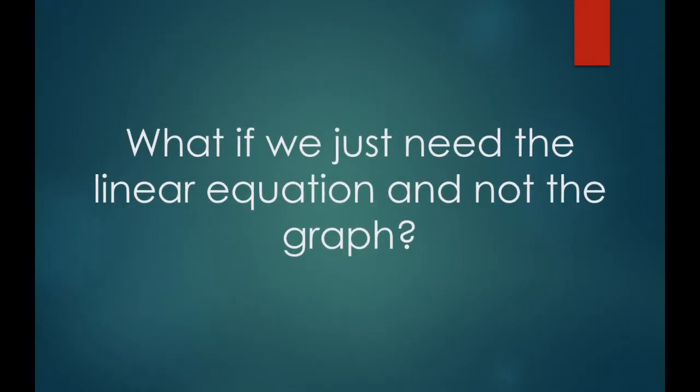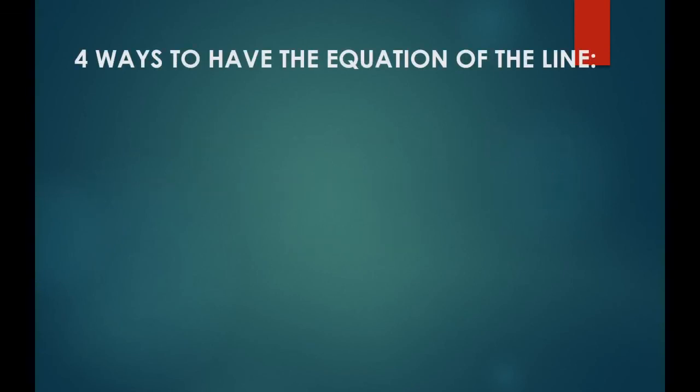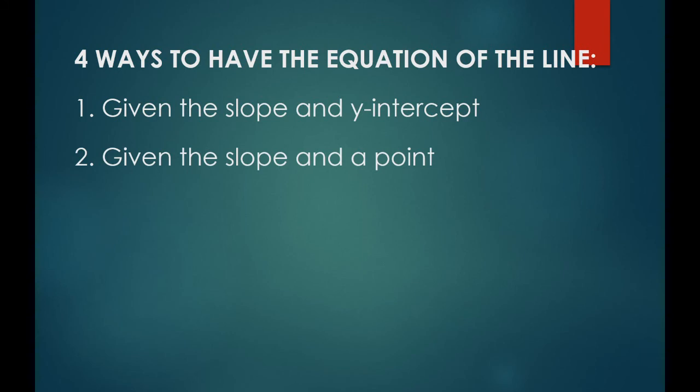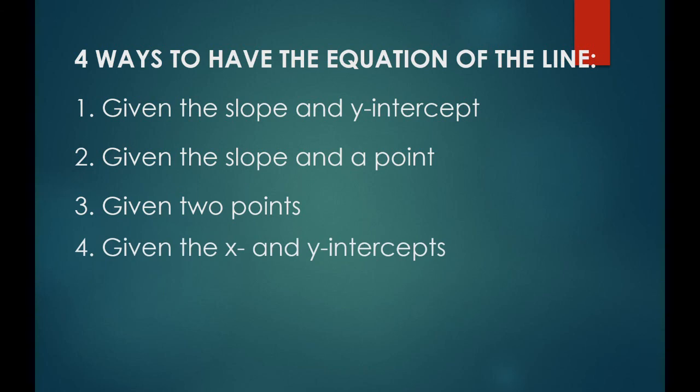What if we just need the linear equation and not the graph? Paano nga naman kung linear equation lang yung hinihingi sa atin, hindi yung graph? Pero may mga given sa atin na information. We have 4 ways to have the equation of the line. 1, given the slope and y-intercept. 2, given the slope and a point. 3, given 2 points. And 4, given the x and y-intercepts.